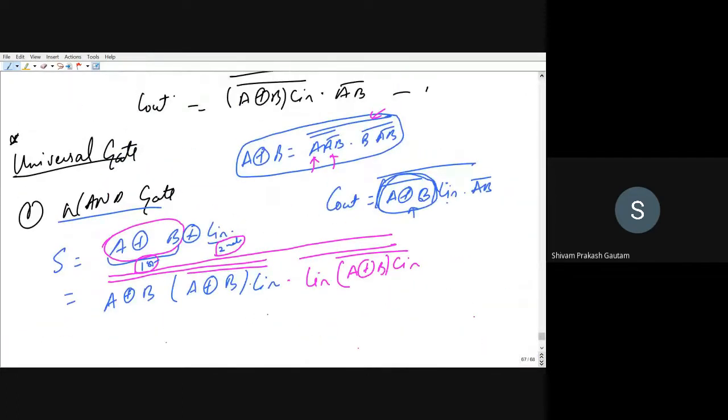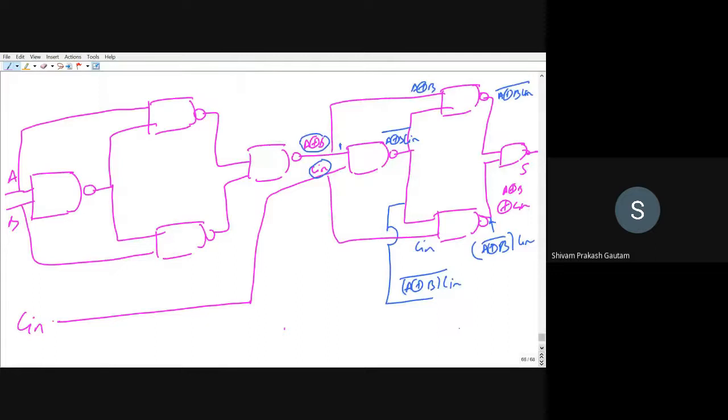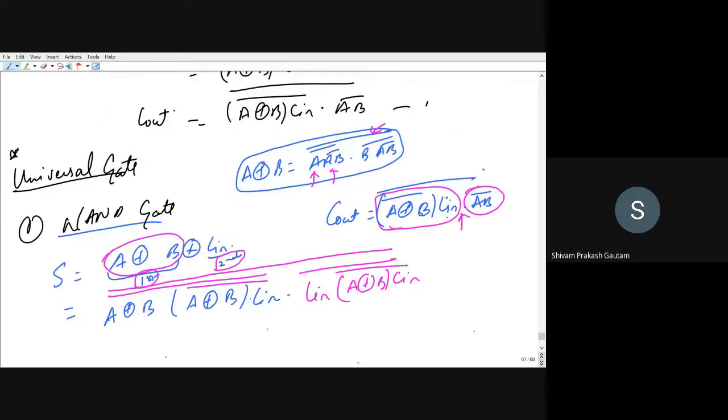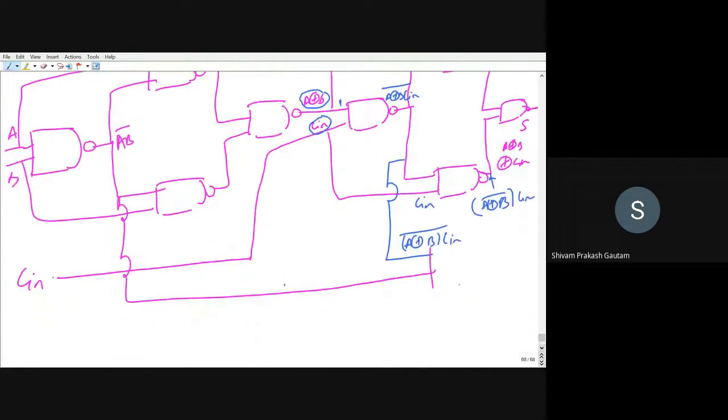This expression, A XOR B into C in, we have already got, and we want AB bar. AB bar also we want. So where are we getting AB bar? You can see here, AB bar. This is A and B. AB bar will be flowing here. Okay. Now finally we are having a NAND operation. You can see it is multiplied, and the total bar is also there. So that means we will be using a NAND gate again, and this is our C out.